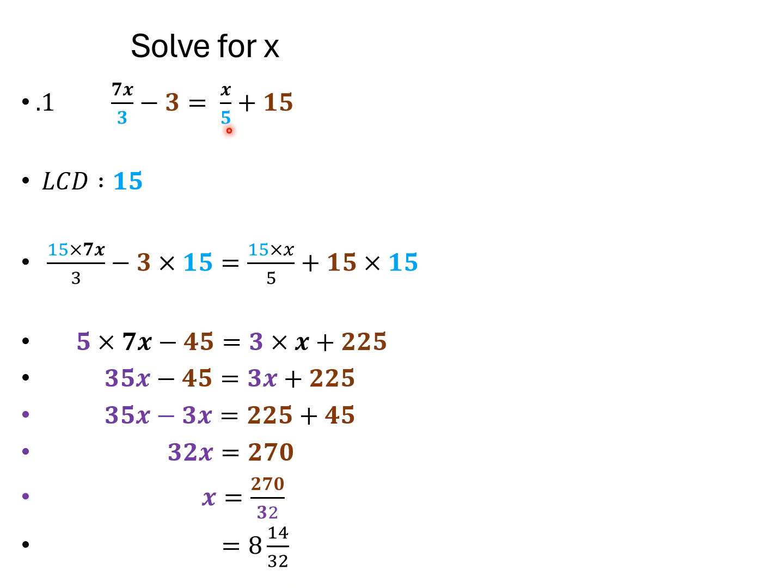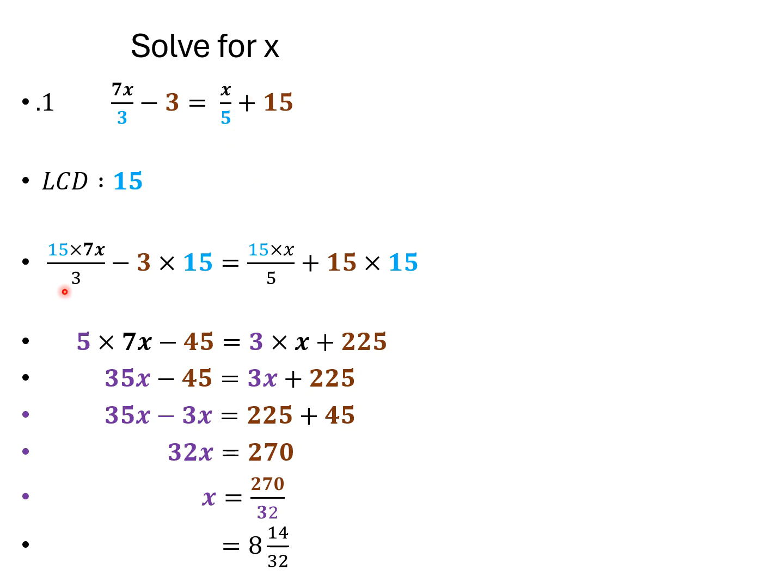For 3 and 5, instead of trying to figure out, I just said 3 times 5. 3 times 5 is 15. So I'm going to take every term and multiply them by 15. So 7x times 15 minus 3 times 15. x times 15 over 5 plus 15 times 15.